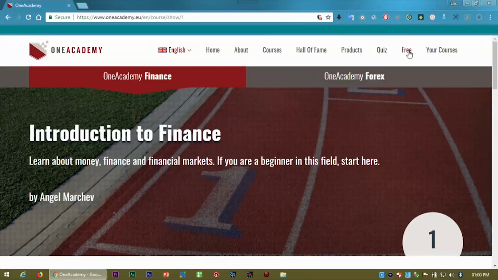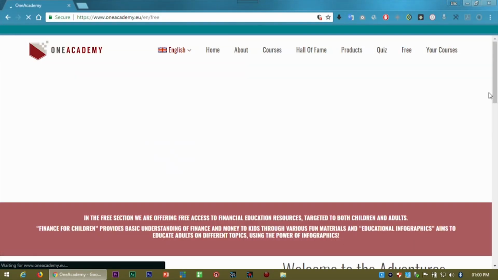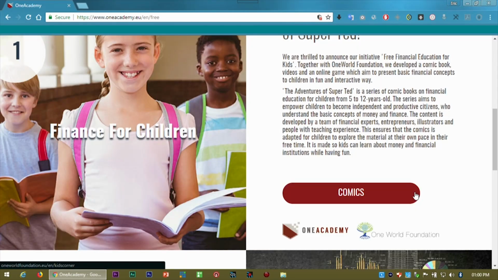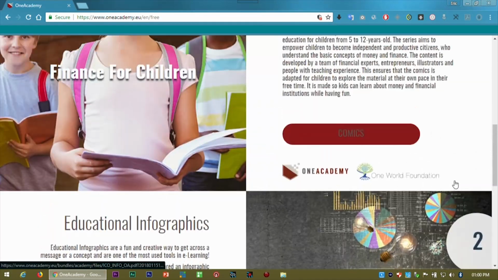Here in the Oneacademy, we spoke a lot about logging in and the materials that you're actually getting. But here's what I want you to take a look at. In the top right-hand corner, you see the word free. It's always a magical word, isn't it? And at Oneacademy, it is a magical word, because this Oneacademy free talks about what? Super TED. It truly is an amazing course that really helps your children from ages 5 to 12 to discuss the basics of finance.